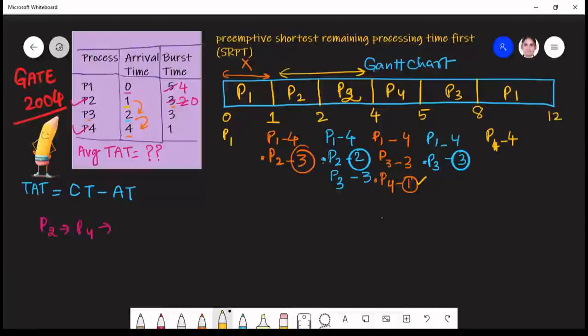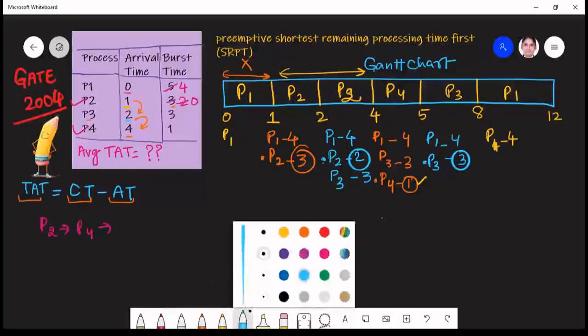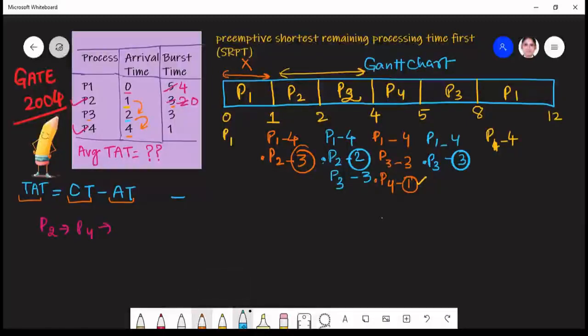And now what is asked in the question, we need to find out the average turnaround time. And what is the turnaround time? Turnaround time is the completion time minus arrival time. So let's find out the turnaround time of each process, then we'll find out the average also. So turnaround time of P1 is equal to, what is that? Let's find out. P1 completed its execution at 12. And what was the arrival time? 0. So it will be 12 minus 0, that is 12.